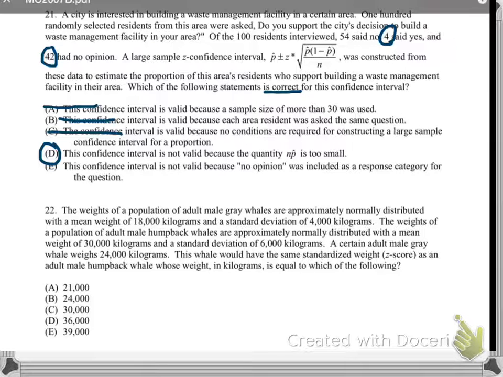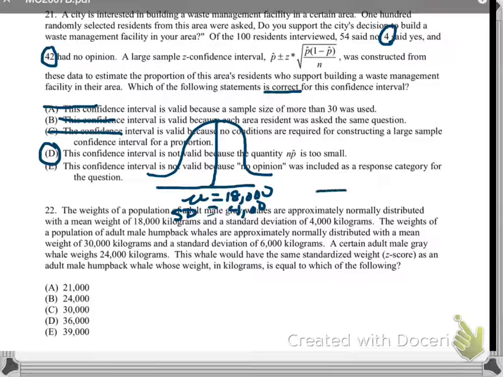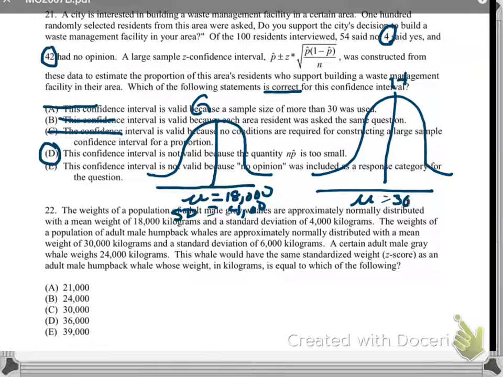Okay, now this is a z-score problem, so let's go do this. So this is for the grays. Okay, I like my pictures. Remember, identify your mean. So my mean is 18,000, and then I have a standard deviation of 4,000. Okay, and then I have a hunchback. So this is gray, and then this is hunchback. And my mean is 30,000 with a standard deviation equal to 6,000, okay?